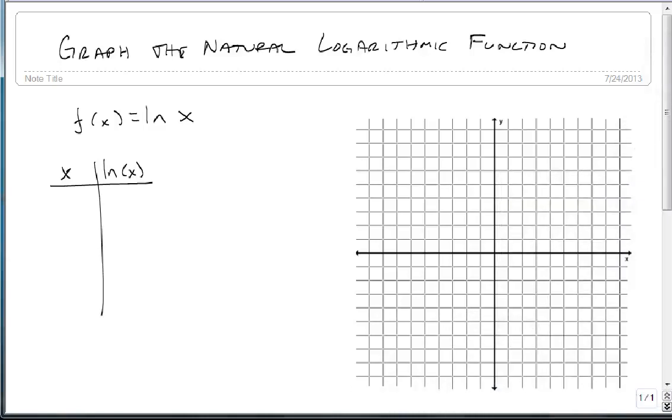We are going to graph the natural logarithmic function. And the best way to do this is to remember that the natural logarithmic function is the inverse of the natural exponential function, e to the x. And so we're going to start with this, and we're going to go backwards.